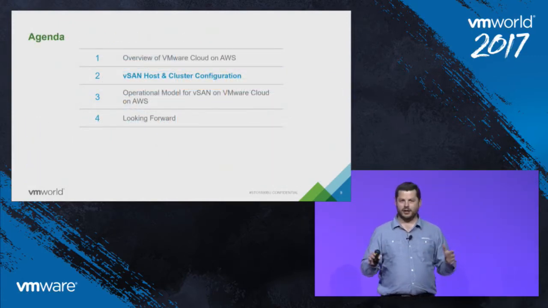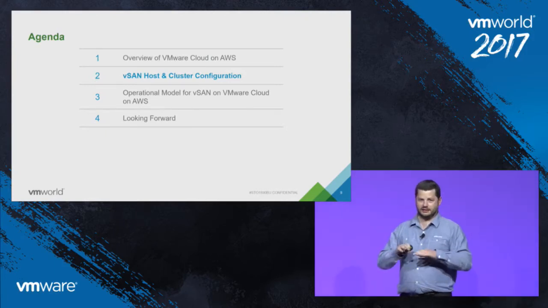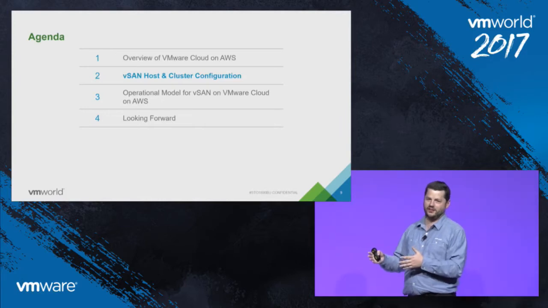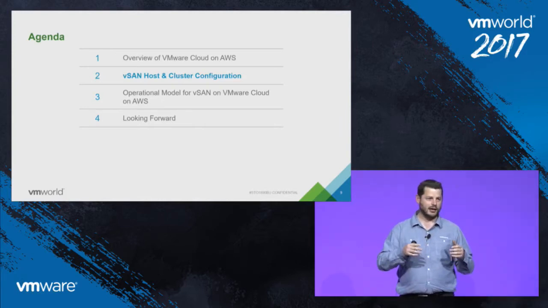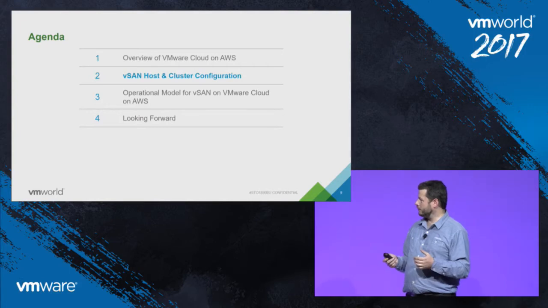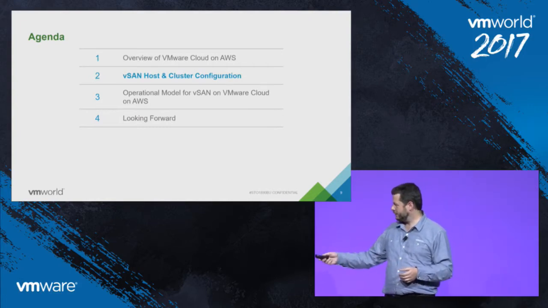So hopefully that's given you a little bit of an overview of what VMware Cloud on AWS is. Just to try and get everyone on the same page there. It's essentially the SDDC stack delivered and managed by VMware on your behalf that you can consume in a very flexible way on top of the public cloud. So I'll hand over to Matt and let him talk a little bit more now about the vSAN configuration and the cluster configuration. Matt, thank you.